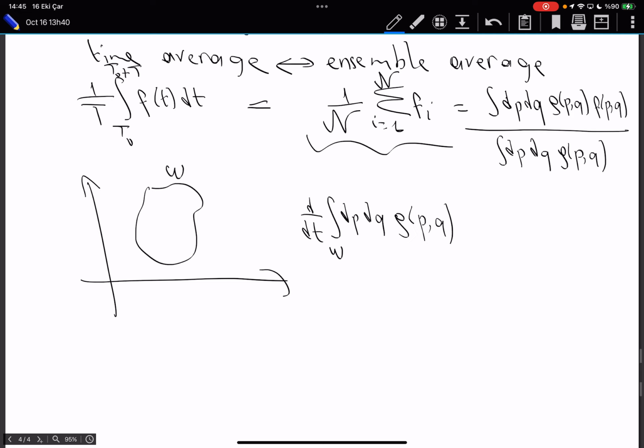So this should be equal to minus J dot dA over the boundary. Let me put a minus sign, as dA I will be taking to point outside. So the number of points in my volume can change only if there is a flow of points outside or inside my volume. And in fact, I can convert this to a volume integral also. This will be equal to minus the integral of divergence of J dV. Yeah, this is dp dq.